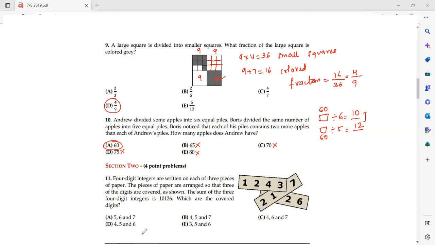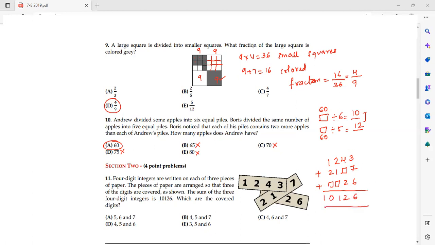Four-digit integers are written on each of three pieces of paper. The pieces of paper are arranged so that three of the digits are covered as shown. The sum of the three four-digit integers is 10126. Which are the covered digits? Now, integers means positive as well as negative whole numbers. Now, in this case, it has to be only positive numbers. So let's just write this. This is 1243, and you have 2, 1. We don't have this number, and 7, and we don't have these two numbers, and the final result is 10126.